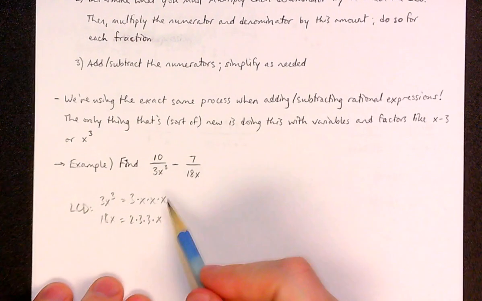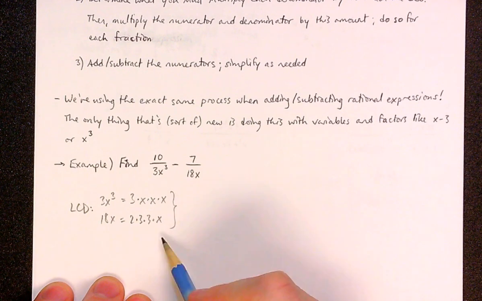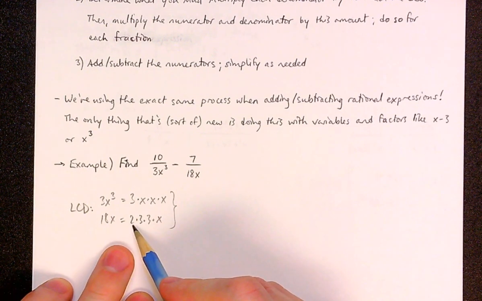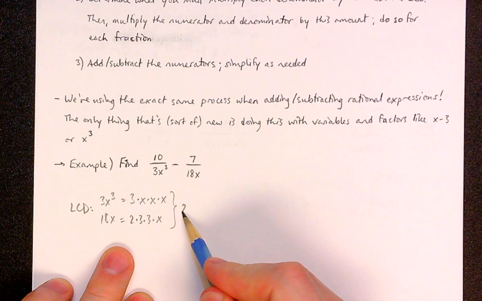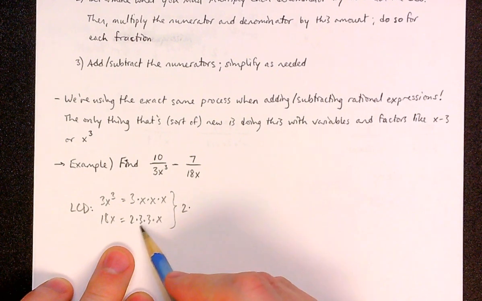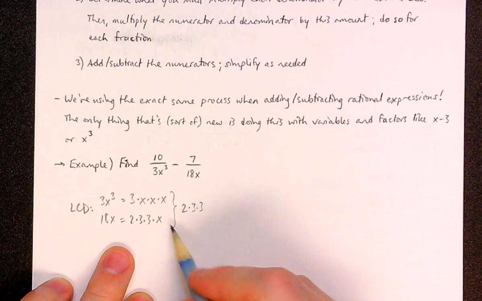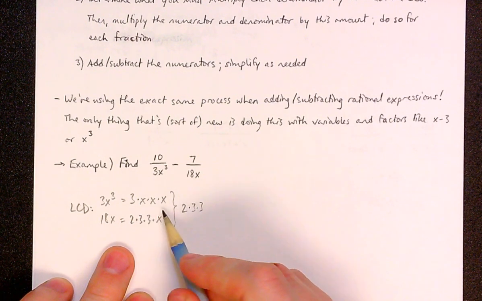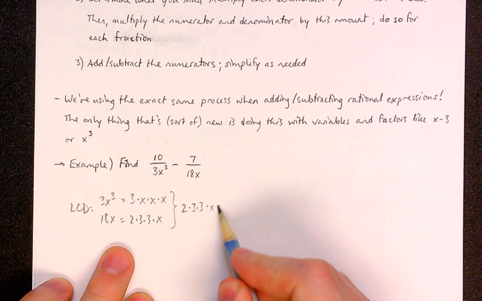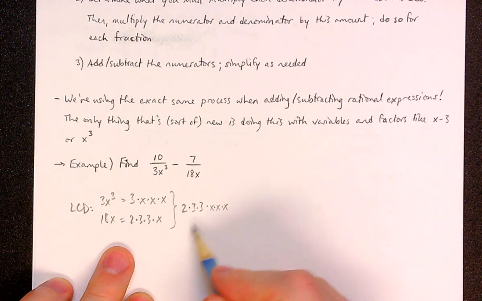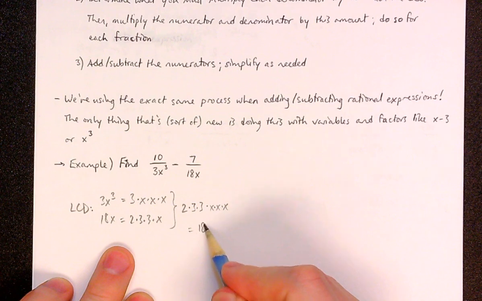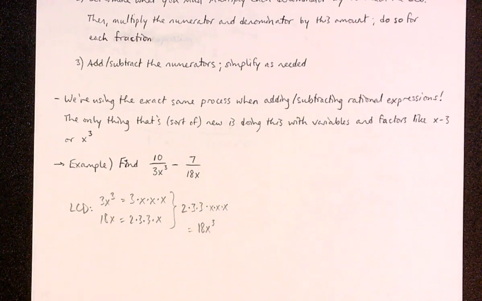So now we find the LCD here. Here we have one 2, here we have no 2's, so that means we'll have one 2. Here I have two 3's, here I have one 3. That's going to give me two 3's. Here I have 1 x. Here I have 3 x's, so that means 3 x's, and that's going to give me 18x cubed. So 18x cubed, that is my LCD.